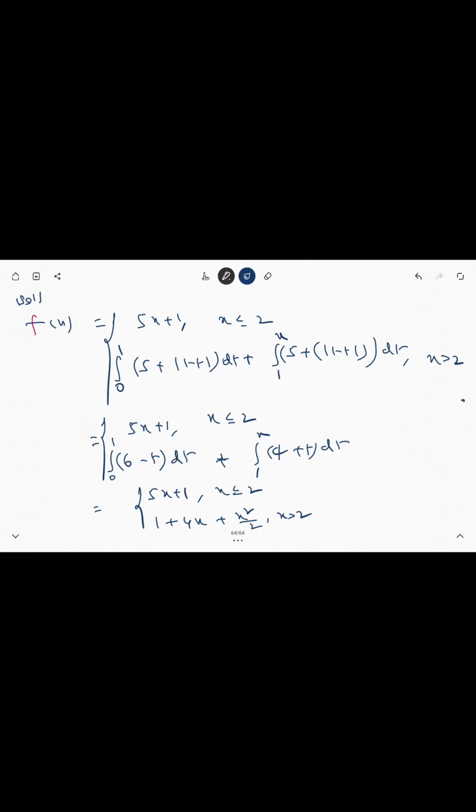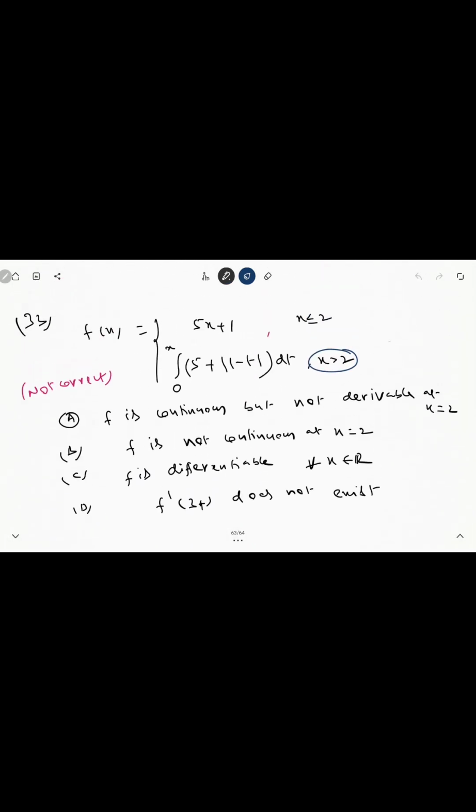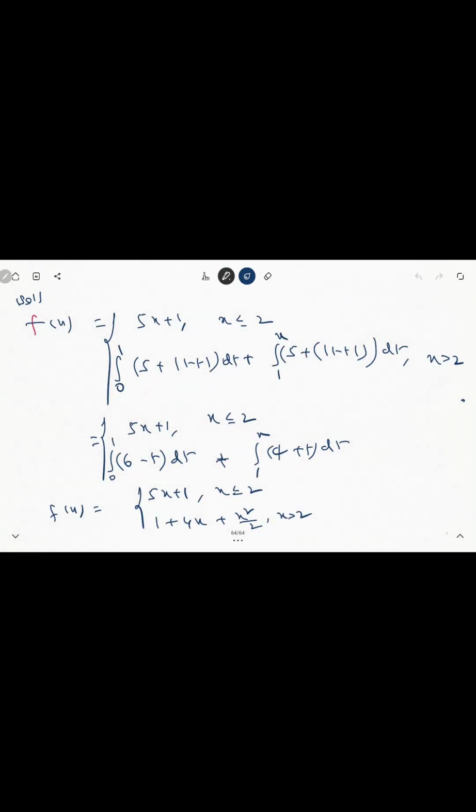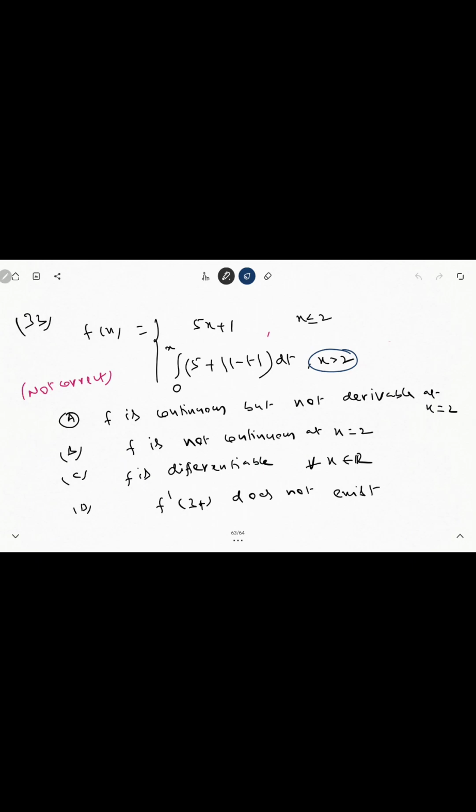Now onwards you can verify which of the following is not correct. So what are the options here? F is continuous but not derivable at x is equal to 2. Substitute 2 here, then what do you get? If you put 2 here, I am getting 11. Here also I am getting 11. So f is continuous at x equal to 2. That is correct actually, but we need wrong. So B is the correct option.